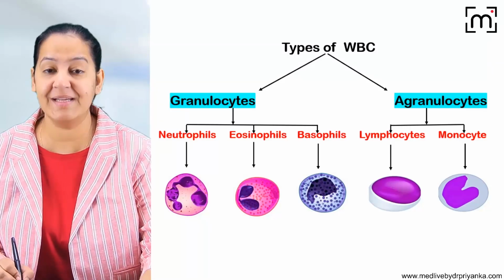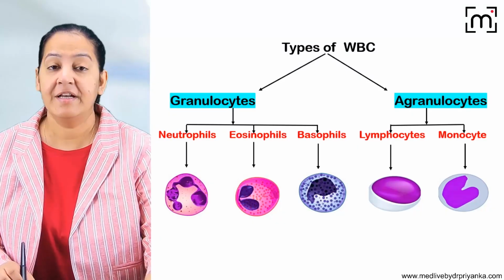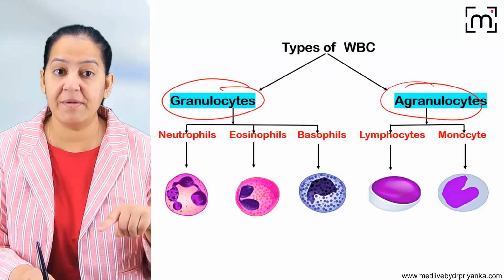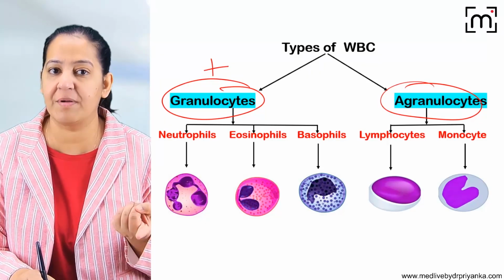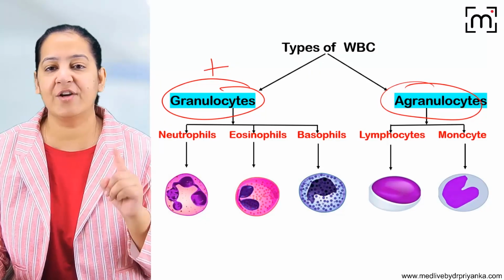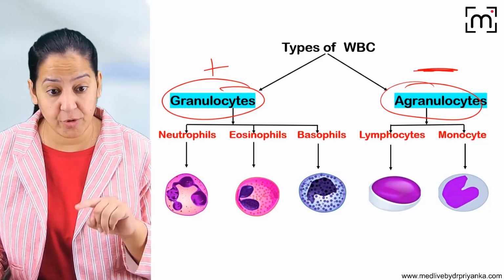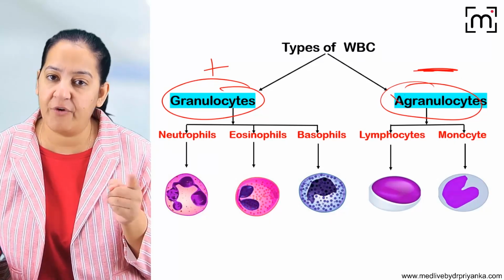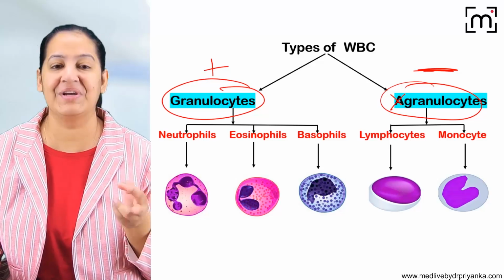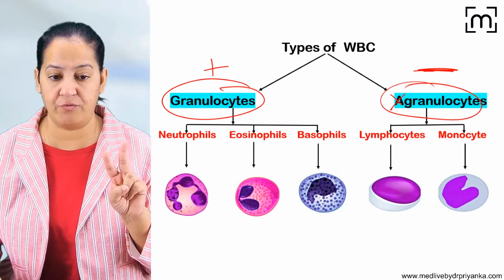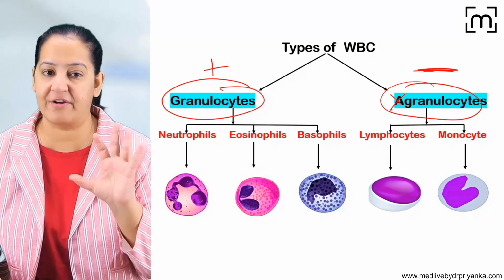How many types of WBCs are there? There are two types of WBCs, depending on whether their cytoplasm has granules or not. If granules are present in the cytoplasm, they are known as granulocytes. And if the granules are absent in the cytoplasm, they are known as agranulocytes. A for absent. The granulocytes are of three types and agranulocytes are of two types. So a total of 5 types of WBCs are in front of you.